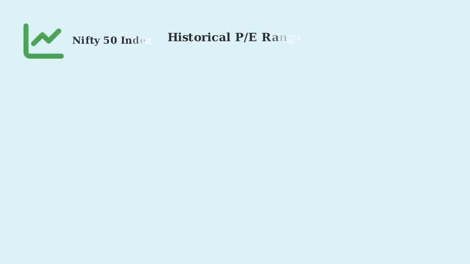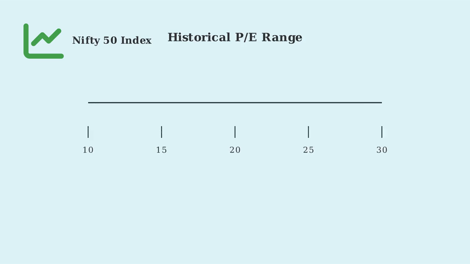The Nifty 50 index has a rich history of PE ratio movements that helps us understand market valuation patterns over time. Over the past 2 decades, the Nifty 50 PE ratio has moved within a range from 10 to 30.